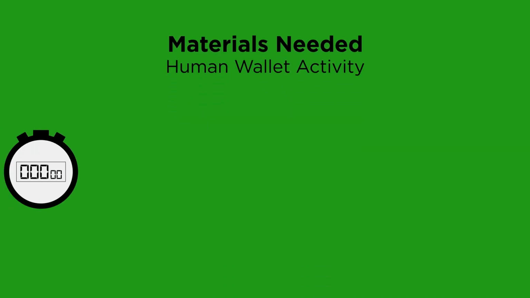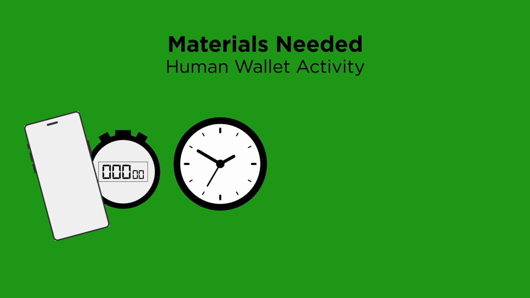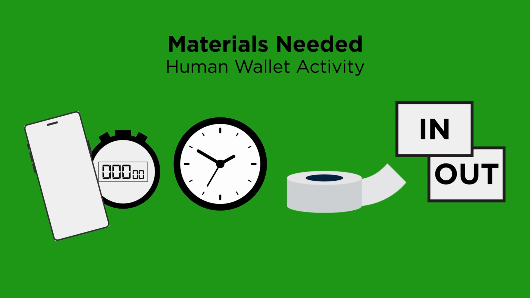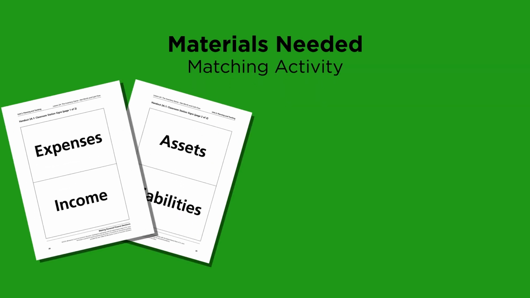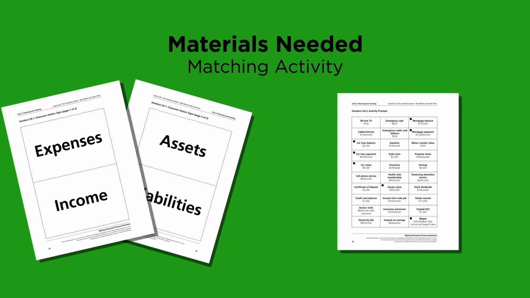Materials needed. For the human wallet activity: 2 timekeeping devices or a classroom clock that tracks seconds, masking tape to mark off an area on the classroom floor, and an in sign and an out sign. In this video, we used arrows to show in and out. For the matching activity: the signs on pages 28 and 29 with the words expenses, income, assets, and liabilities, and the activity prompts on page 30. If adjusting for class size, make sure you use the 7 prompts with the black square.